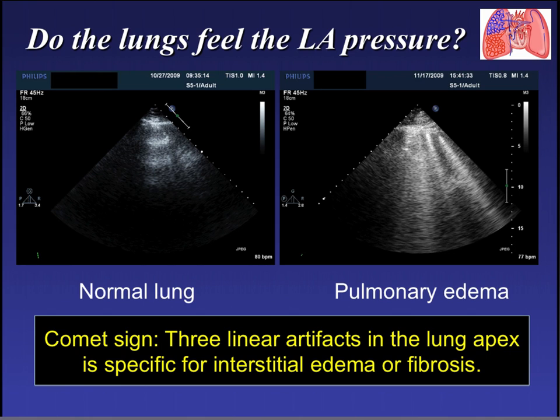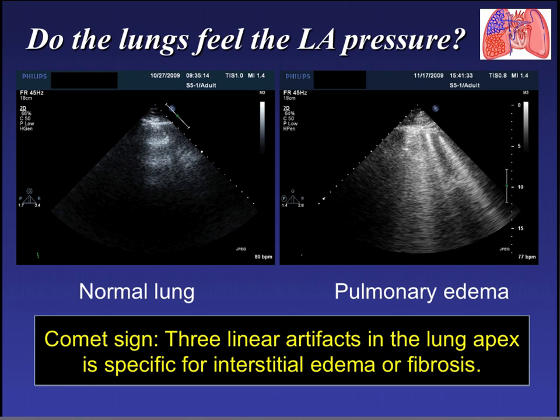So here's the normal lung artifact, reverberation artifact, off the pleural line seen on the left. However, a different type of reverberation artifact occurs when the beam can enter a thickened pleural structure, where we get these B lines going down across the screen to the bottom of the screen. More than 3 B lines we call a comet tail artifact.